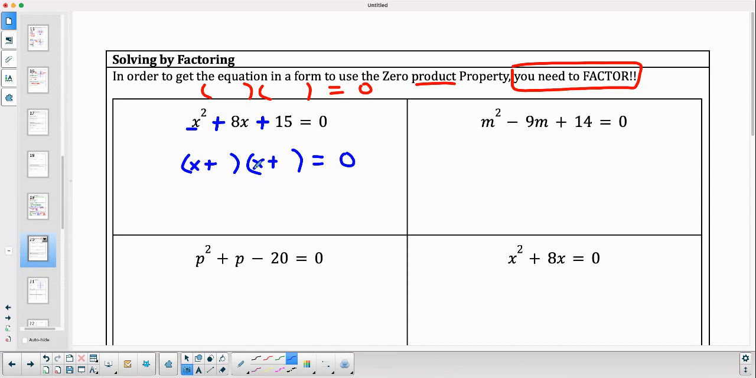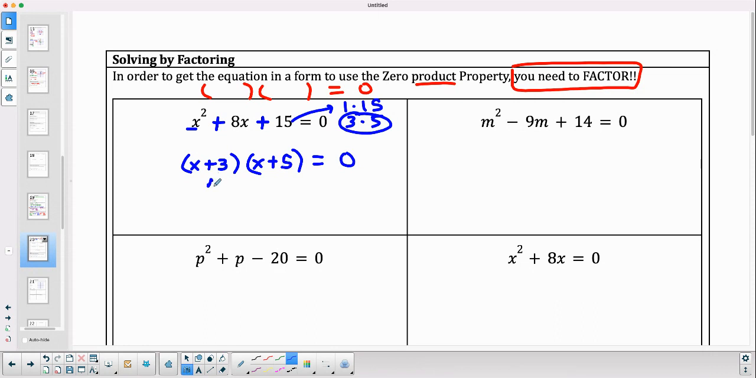And then we looked at the factors of 15, and we selected the factors of 15 that multiply to 15 and add to 8. So 3 times 5 is 15, but 3 plus 5 is 8. So we would put a 3 and a 5. When it was a plus problem, it didn't matter which one was which. So this is where we stopped before. We factored it, and then we moved on. Now we take an additional step of solving it.